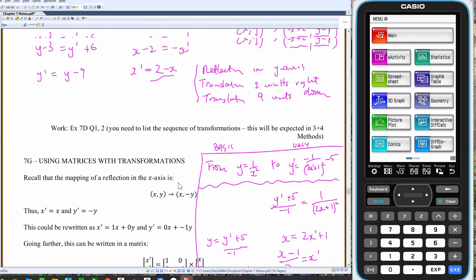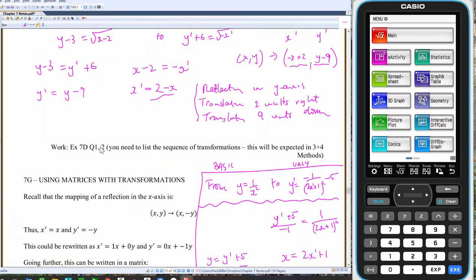All right, so the exercise is 7D, questions 1 and 2. And please, girls, even if it doesn't say it, list a sequence of transformations that you're going to use, because that's what will be expected in 3-4 methods.